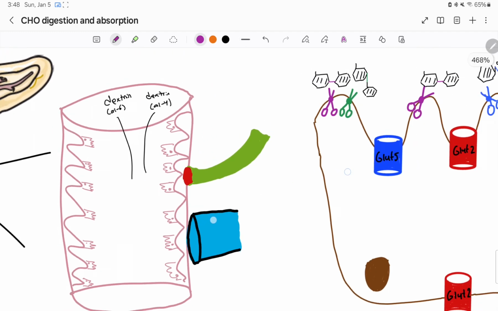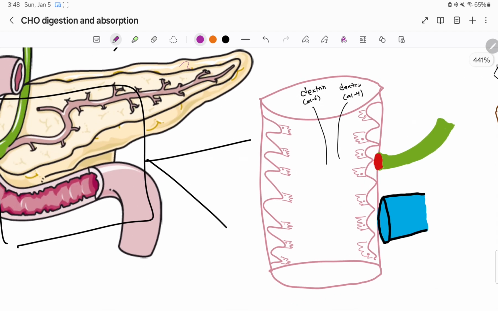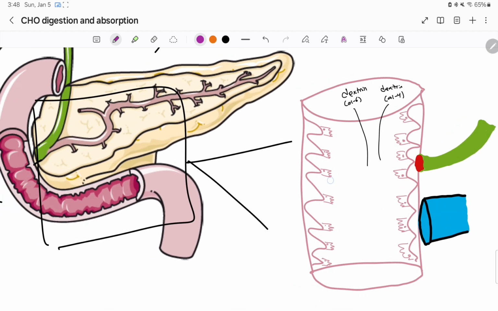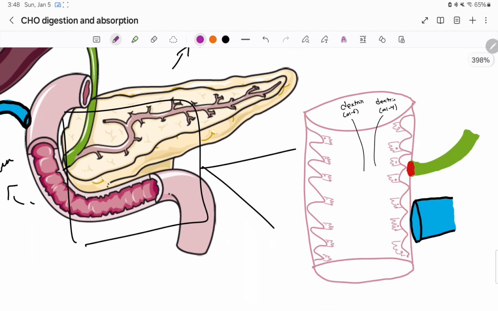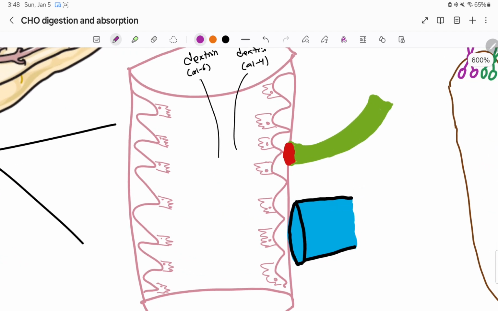Where's this enzyme coming from? This enzyme was actually secreted from the pancreatic acini. Again, go back to my previous video if you haven't watched it. I talked about the specific kind of cells that make the enzymes, and they secrete them into the duodenum, right? But the pancreatic alpha amylase, that's what I'm talking about. So the pancreatic amylase.